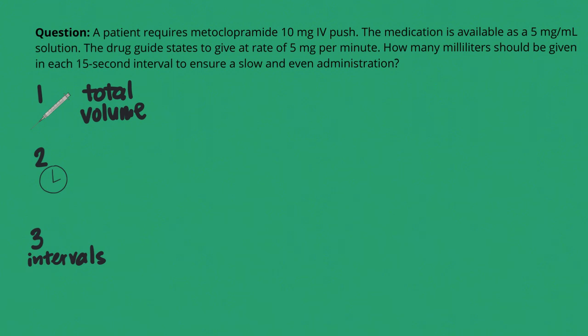All right, for the total volume, we need 2 key pieces of information. We need the ordered medication and its dose, that's 10 milligrams, and it's available as 5 milligrams per milliliter solution. So that's what's in the vial. Then we can get to calculating the volume for the syringe. So we always start with our order, 10 milligrams, and we multiply it by our available. We know that the milligrams goes on the bottom here, and 5 milligrams is equal to 1 milliliter.